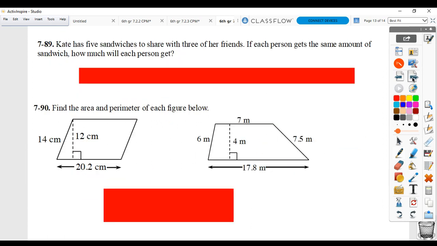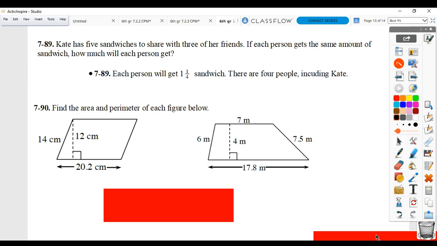For 789, Kate has 5 sandwiches to share with 3 of her friends. If each person gets the same amount of sandwich, how much will they each get? Well, if you take 5 sandwiches and divide by 3 friends, keep in mind that there are 4 people. So we've got to include Kate. She gets part of the sandwich as well. So 5 divided by 4 gives each person 1 1/4 sandwiches. So again, there are 5 sandwiches, but they're being divided by 4 people because she's sharing with her friends, but she's included as well.